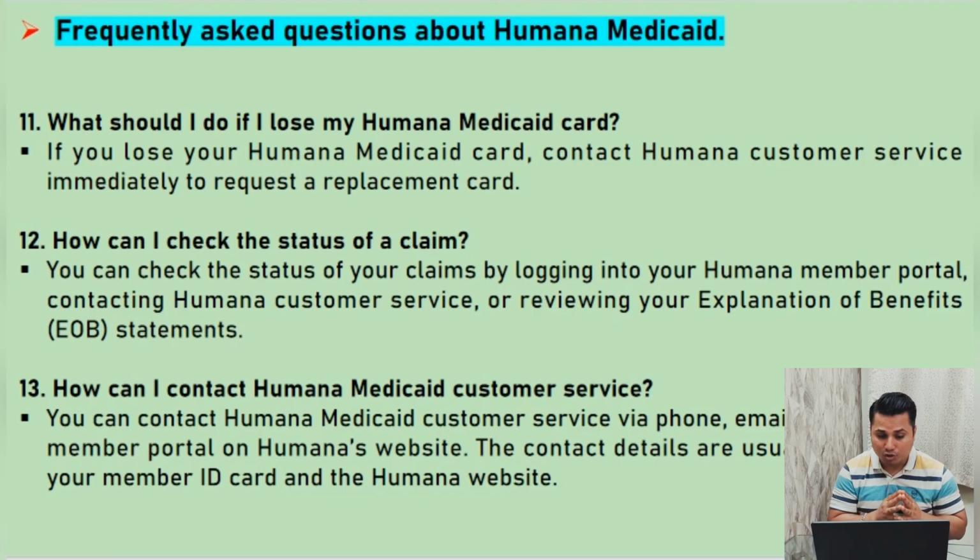Question number 12. How can I check the status of a claim? You can check the status of your claims by logging into your Humana member portal, contacting Humana customer service, or reviewing your explanation of benefits, which is also called EOB. Okay, so benefit statements, EOB statements.